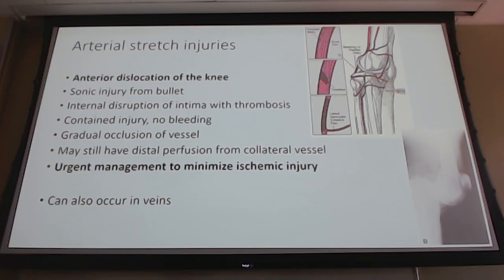We can also see this if it is a sonic injury from a bullet. Okay, that blast pathway. Normally you have an internal disruption of the intima, which then causes thrombosis. Really no bleeding, it's all within the vessel. Okay, you may still have distal perfusion from the accessory collateral, but a lot of it we just need to optimize and urgently try to manage the ischemic injury. So doing a fasciotomy, trying to stent this, okay, reducing that knee if that's an anterior dislocation.